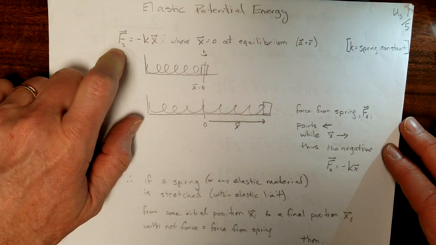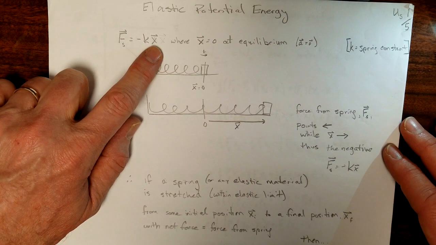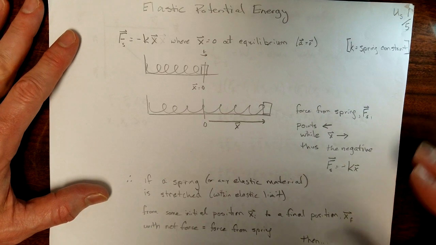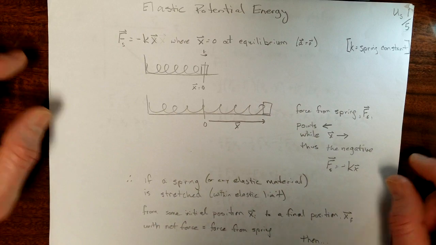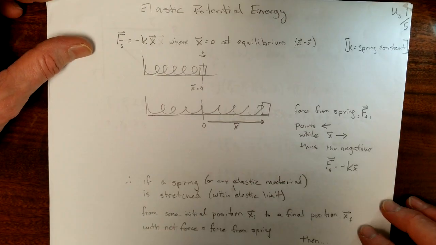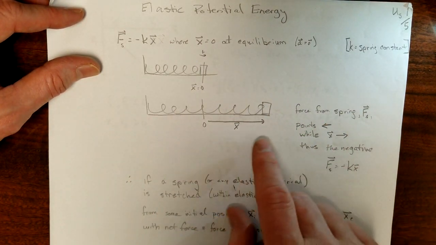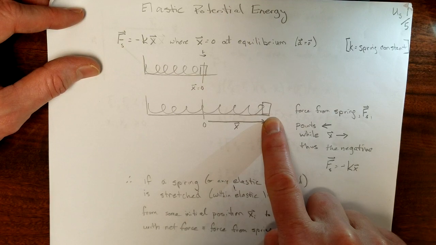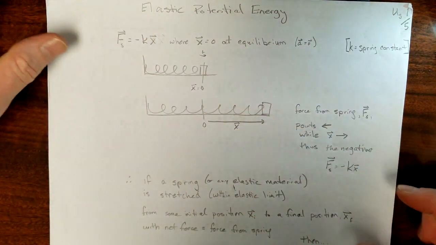So the force is directly proportional to the negative of how far it is off of equilibrium. If we have equilibrium at 0 here, then x would just be how far that is. This is known as Hooke's law, and k is the spring constant. If you want to look at the force from the spring, the negative sign indicates that if I stretch the spring this way, the force that the spring exerts is opposite the direction of the displacement.